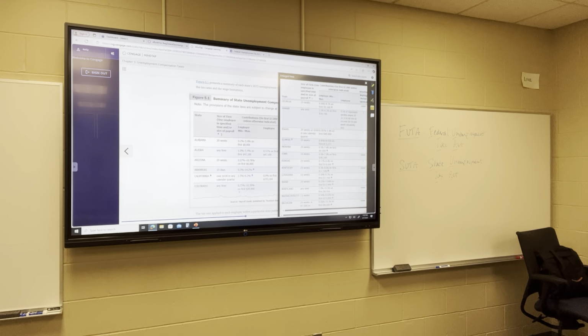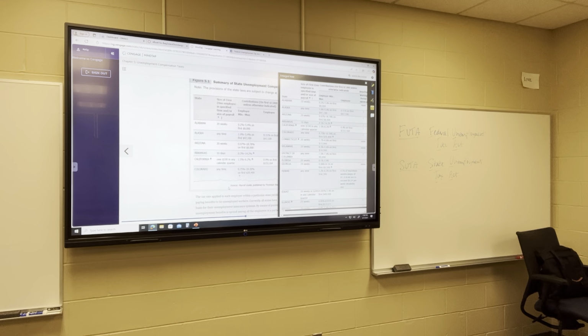So let's take a look at Iowa. What this means is, and I don't know why this is size of the firm. I think you have to have worked for the company for this period of time at a minimum in order to receive benefits. I don't know what this size of firm, one employee, means, because that doesn't make any sense. And then it's talking about weeks. Anyway, let's look at Iowa here.